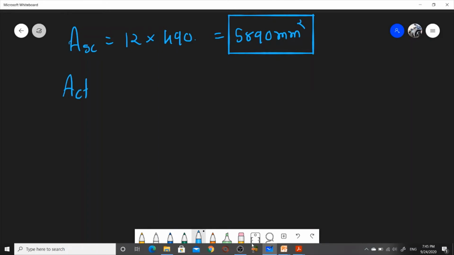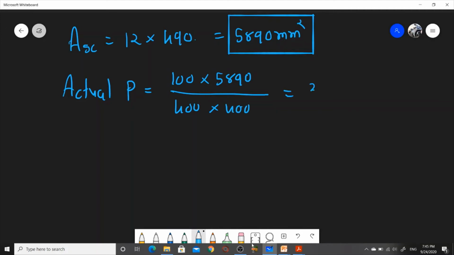So actual p is equal to 100 into 5890, the provided Asc, divided by 400 into 400. The value is 3.68 percent. By this 3.68 percent, we will find out Mux1 and Muy1.